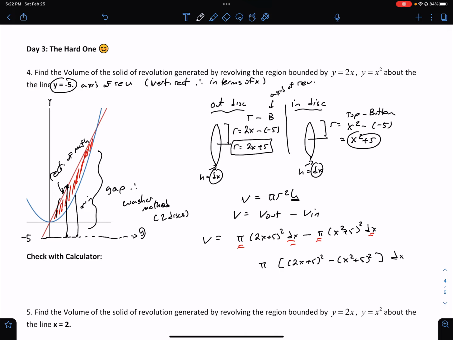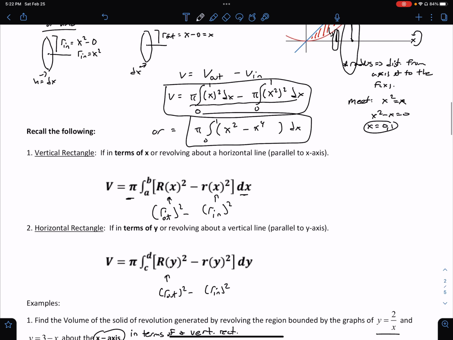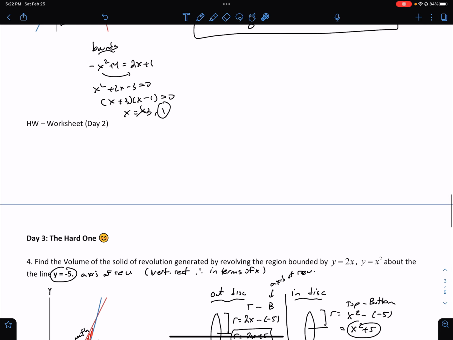And let me go back way up here at the very beginning. Okay, this is from yesterday. There we go, right here. And this is what we're saying. Pi dx, and we got the outside radius squared minus our inside radius squared. So we're just using that formula again. So let's see what we got here.